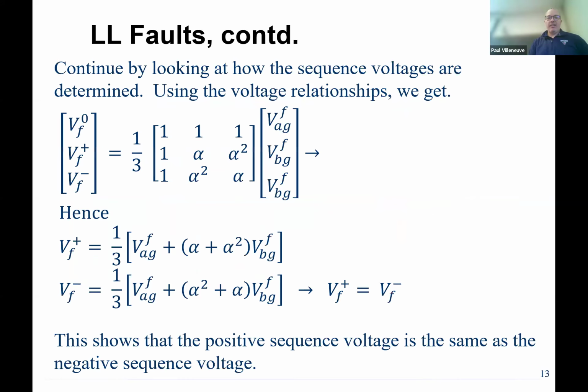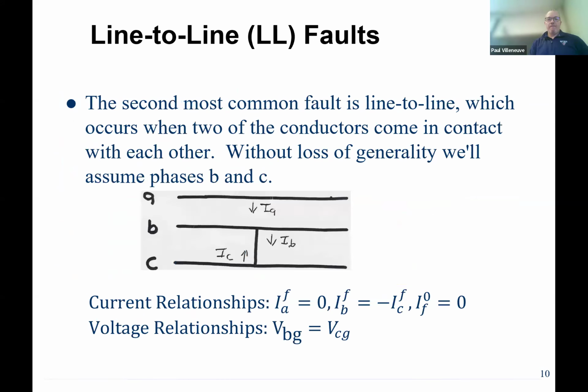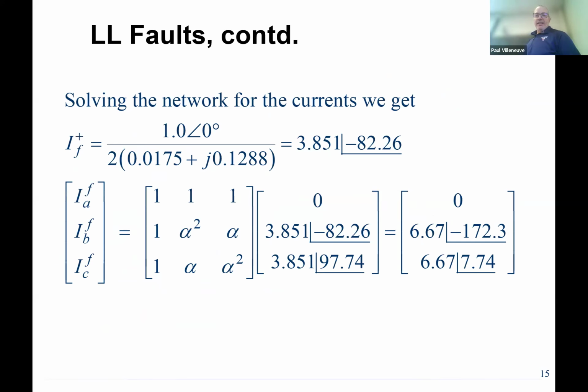Well, way at the beginning, didn't we say IB is going to be equal to the negative of IC? And IA is going to be equal to 0, right? Isn't that validated right here? IB is 6.67 at an angle of -172.3. If we phase shift that by 180 degrees, don't we get 7.74? Magnitudes are the same. And my IA is in fact equal to 0. So I do get what I expect.